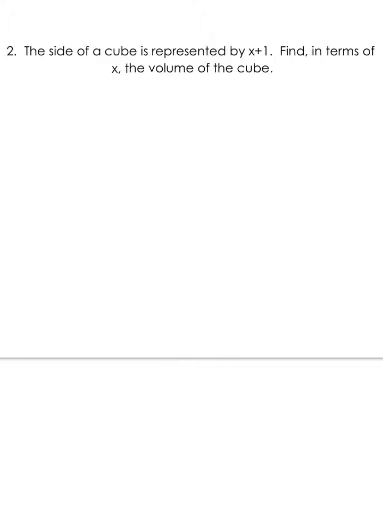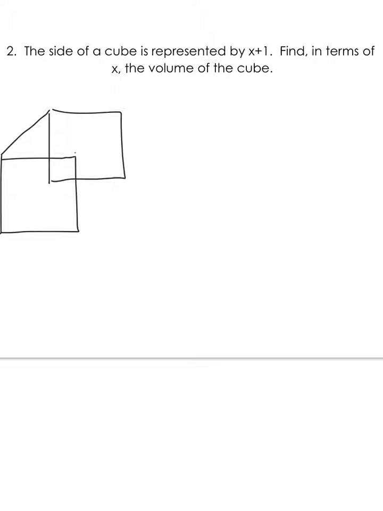Number 2. The side of a cube is represented by x plus 1. Find, in terms of x, the volume of the cube. So I'm going to first draw my cube. Here I go, I'm going to draw a cube, something like this, so I can get a visual going.